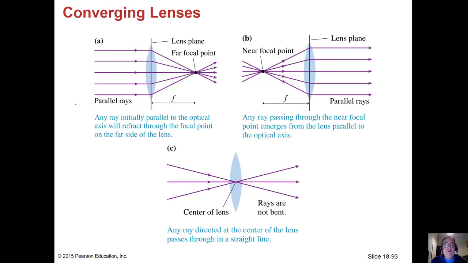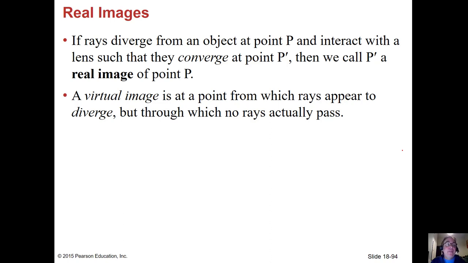Okay, good. So here's parallel rays coming in, going through the focal point. Now if a ray were to come in and go through the focal point, then it comes out parallel. So this is the second important ray. And then the one that goes right through the center just keeps on going. Okay, and we'll use these three rays to be able to construct where the image is formed. You really only need two, but the third one's a nice check.